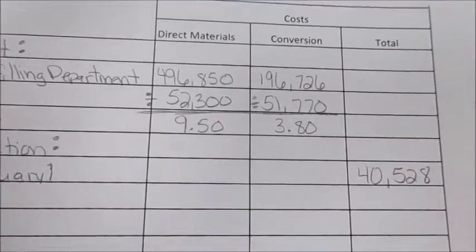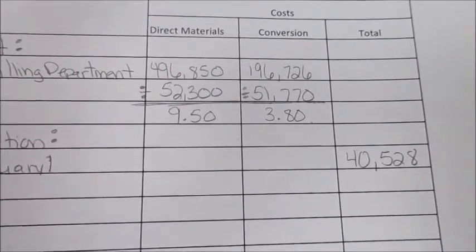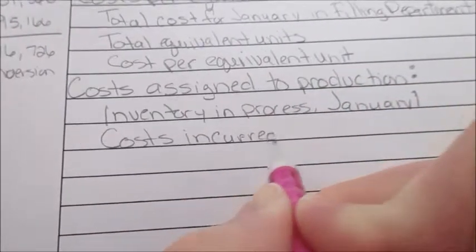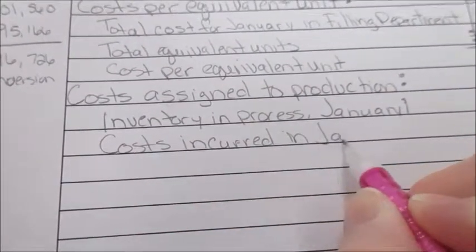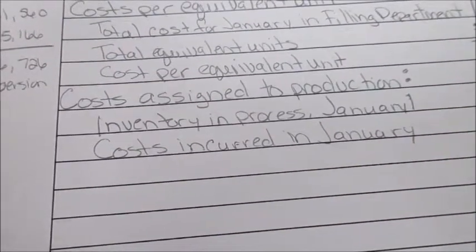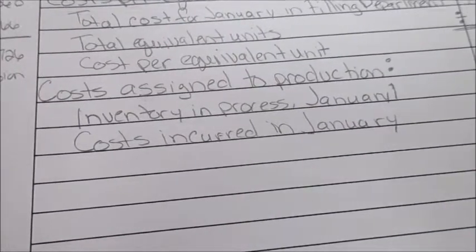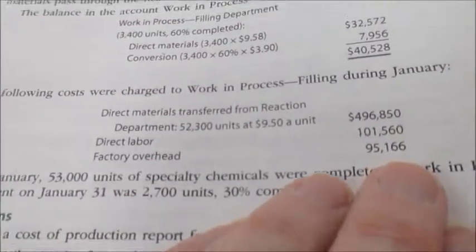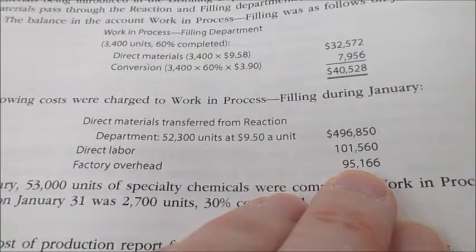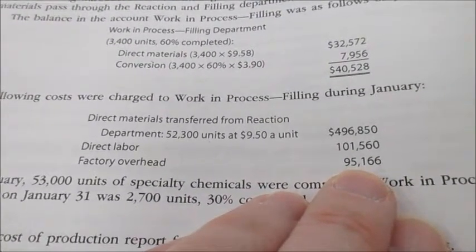We're not going to break this down into pieces. We're going to put them all together. Okay, and then we're going to list our cost incurred in January. And if we look in our textbook, it tells us the following costs were charged to work in process filling, and it gives us those three numbers that we worked with at the top. We're going to take those three numbers and add them together.